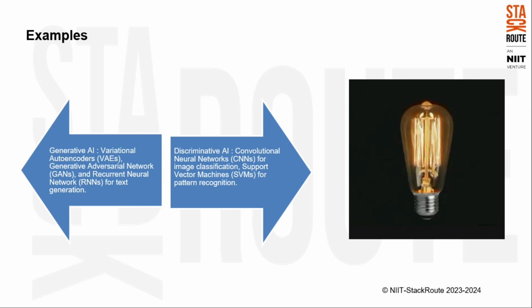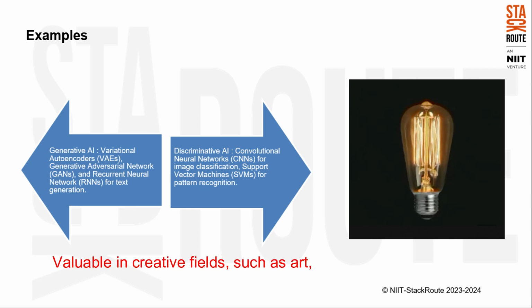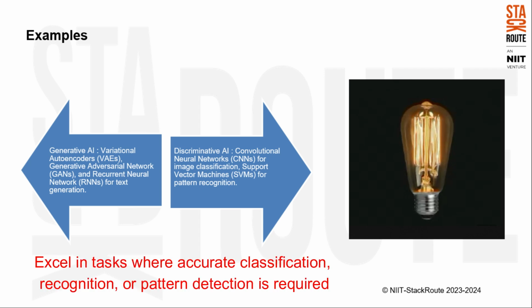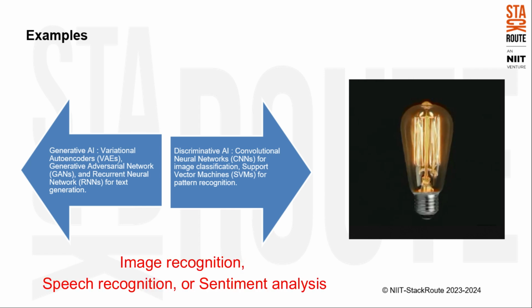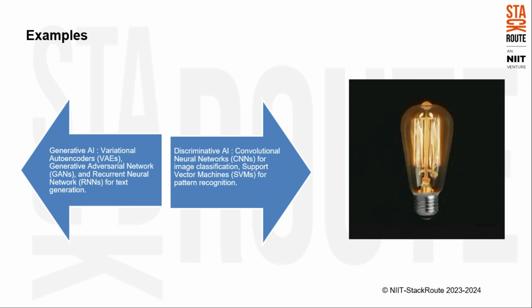Understanding the distinctions between generative AI and discriminative AI models guides the selection of the appropriate approach for specific tasks. Generative AI models, with their ability to generate diverse content, are particularly valuable in creative fields, such as art, music, and content creation. On the other hand, discriminative AI models excel in tasks where accurate classification, recognition, or pattern detection is required, such as image recognition, speech recognition, or sentiment analysis. Matching the AI approach to the task requirements is essential for achieving the desired outcomes and leveraging the strengths of each approach.